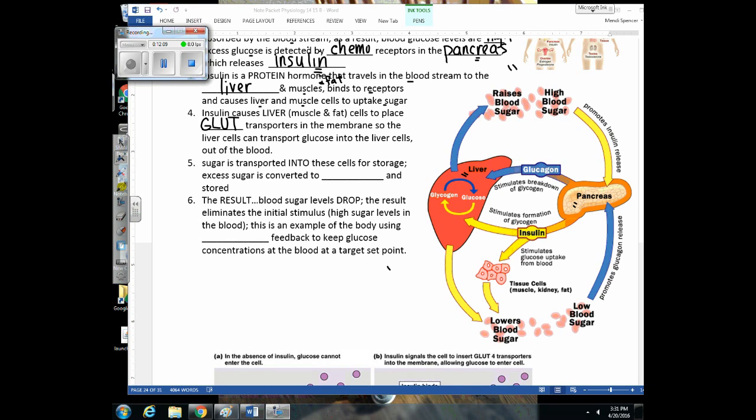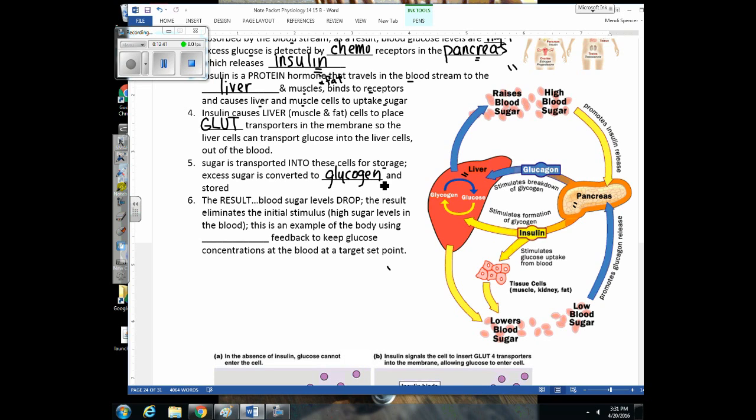The reason why these cells are taking up that glucose is so that they can store it for further use. So in 4 hours when you haven't eaten, you have glucose supplies that you can use that would increase your glucose levels in your blood when needed. So this excess sugar is converted to glycogen. It's strung together into glycogen and it's stored in those types of cells.